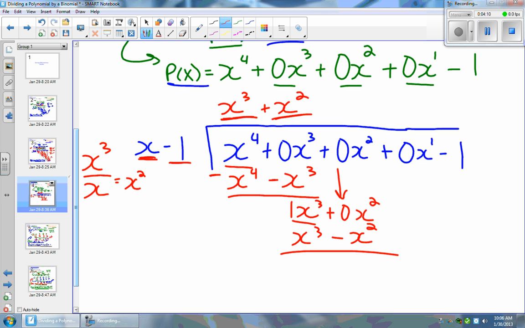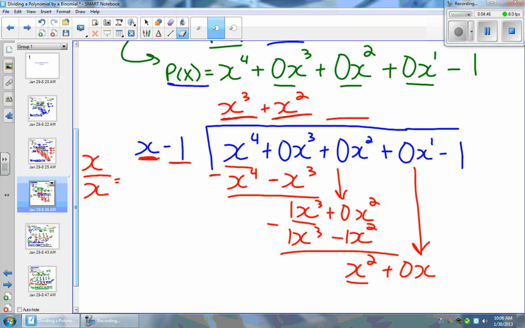Okay, so bar underneath, subtract. So 1x squared minus a 1x squared gives you a 0, and 0 minus a 1x squared gives you a positive x squared. So please be careful with those signs. Now we can go ahead and get rid of that 0 and bring down the next term, which is a plus 0x to the power of 1, which I'll just put a 0x there. So let's find the next term of our quotient here. To find the next term of our quotient, we take the x squared and we divide by the x. So I'm going to do it on the side here. So x squared divided by an x gives you an x.